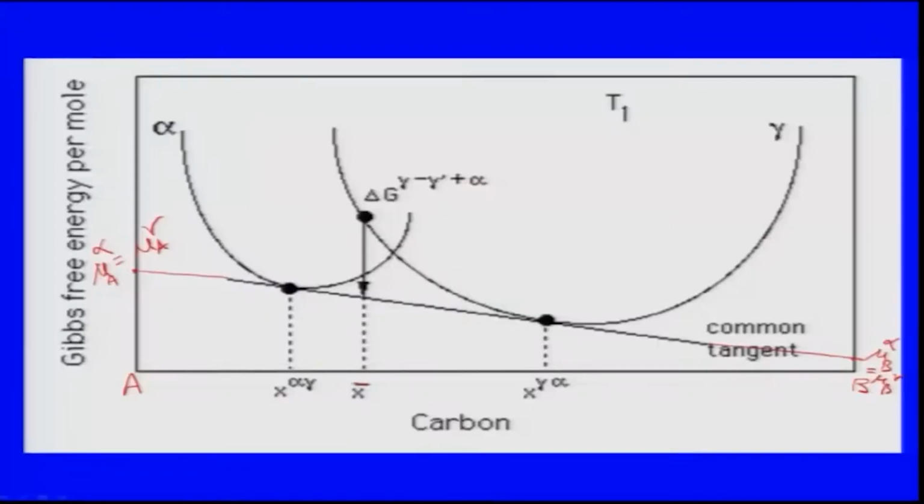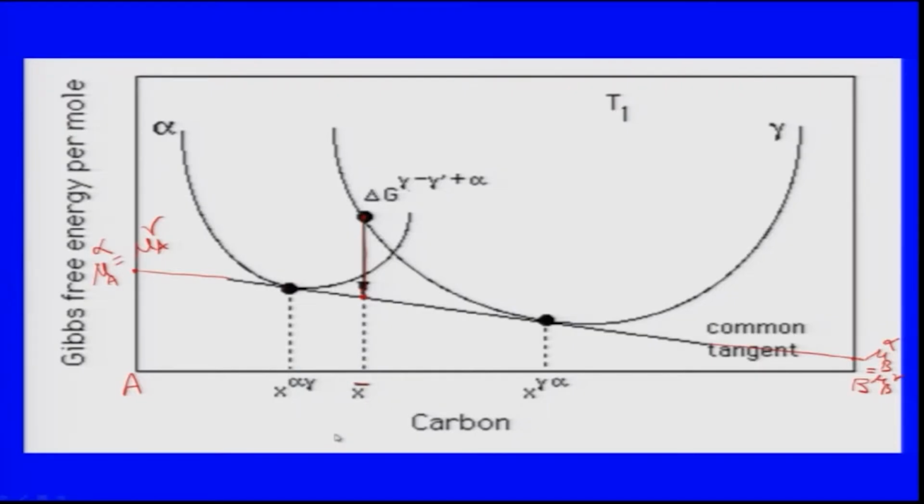Now at any composition x bar shown here, the free energy difference between these two is given by this arrow. What do these two mean? The free energy of the gamma, which is a higher value here, and the free energy of the mixture of alpha and gamma, given by this point, because this is the common tangent line. So this difference is the free energy driving force available for the transformation from gamma to alpha plus gamma. This will be discussed in detail, how to calculate free energy differences.